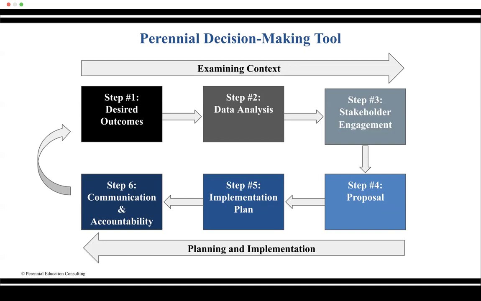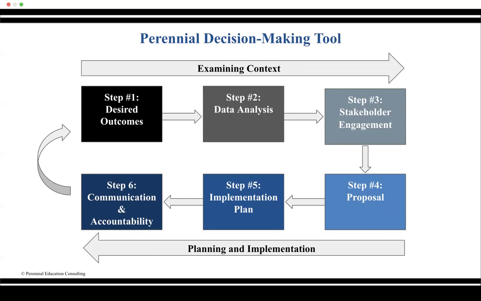Step 4, proposal. This is really where the work starts, so to speak, based off of the context that we gathered, making a proposal of what we will do. Step 5, implementation plan. How are we going to implement that proposal? And then step 6, communication and accountability. How are we sharing it back out? How are we going to hold ourselves accountable?